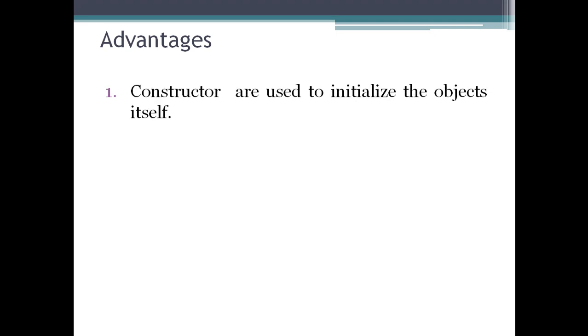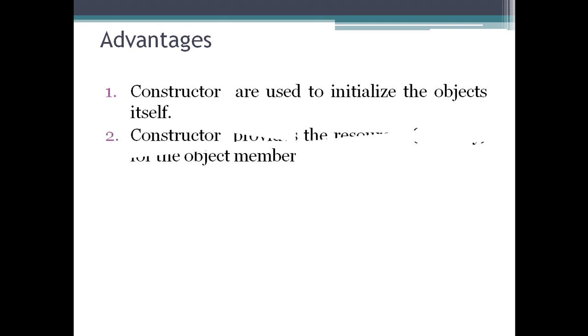Next, what are the advantages? By using a constructor, what is the advantage or use in a C++ program? Firstly, constructors are used to initialize the object itself. If you want to initialize your object automatically, then a constructor is required. Next, a constructor is used to provide the resources for an object's members. What are resources? It is just allocating memory.